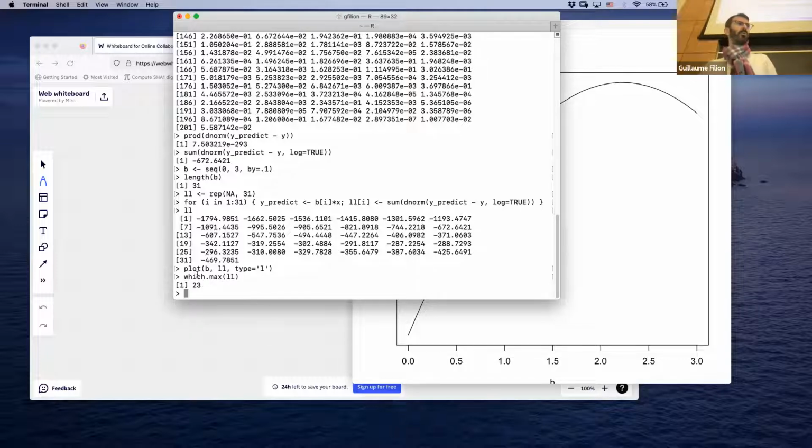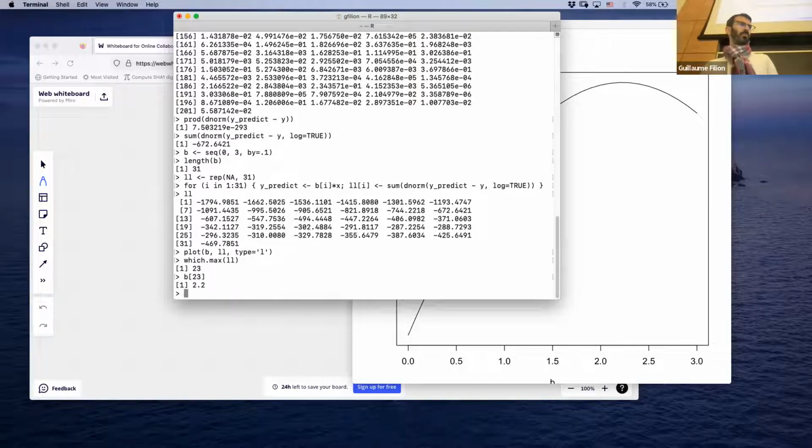Give me the index. It's 23. And B at position 23 is 2.2, so I missed. The true value was 2.3, I think, but I got 2.2. And as you can see here, it's a close call. The first 2 or 3 values are almost the same likelihood, so that's good enough. That's my estimate. At least with that level of coarseness, my estimate of B is going to be 2.2. So far, so good. That's something that we saw in the video, so it's just good to have a bit of a rehash of it.